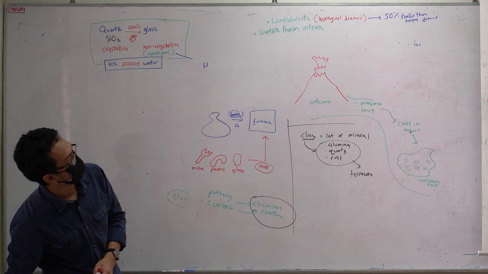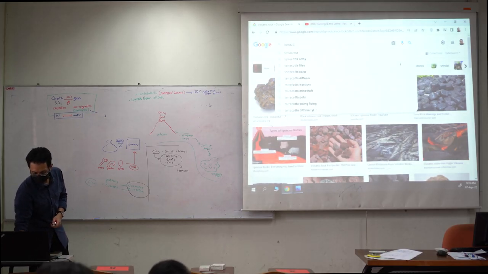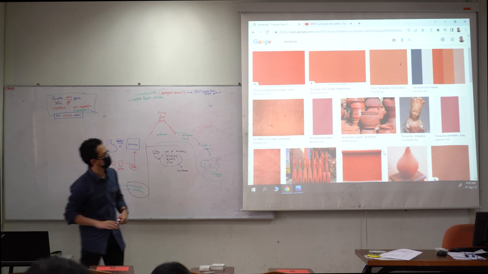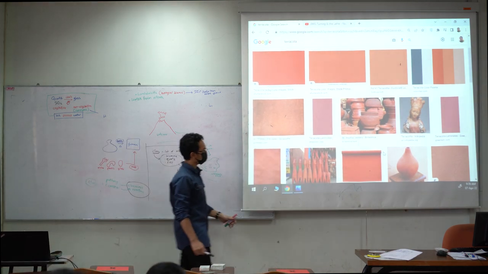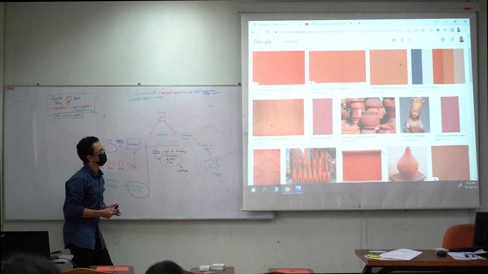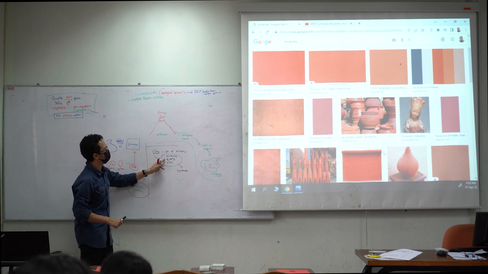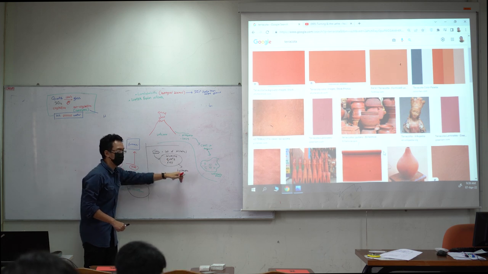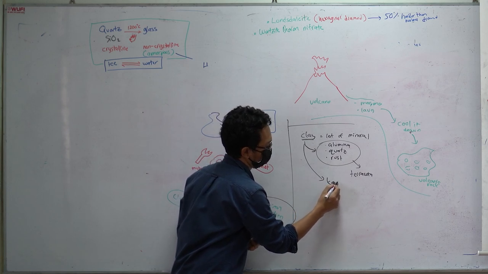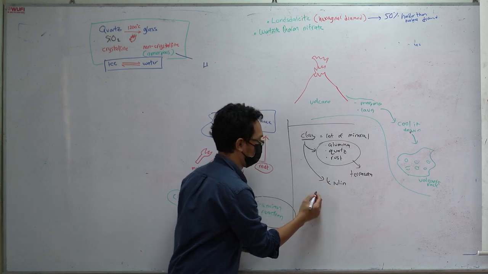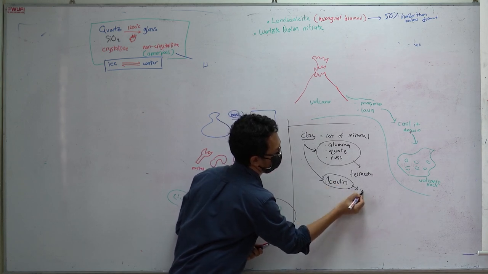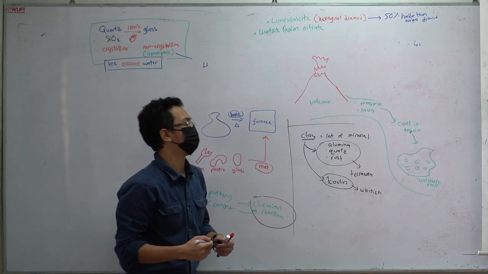So if the clay consists of alumina, quartz, and rust, you get this terracotta color. Depending on the minerals inside, you can see something like this, right? The color is because of the rust. So it depends on the minerals inside the clay itself. In this case, if you have clay that contains alumina, quartz, and rust, you get this terracotta color. If you have clay containing kaolin, you get something whitish, like porcelain and so on.